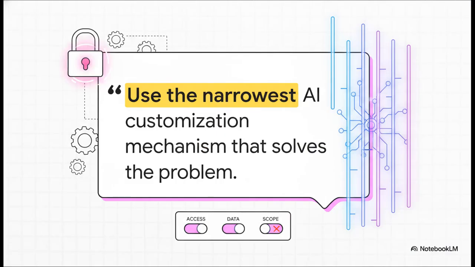Now, before we even configure our first file, we need to establish a crucial operating principle. It comes straight from the engineering handbook. Use the narrowest AI customization mechanism that solves the problem. It's absolutely essential to always default to the simplest, most restrictive tool for both safety and scale. Because giving AI unrestricted access on day one, that's not a strategy. That's just a recipe for a weekend pager alert.